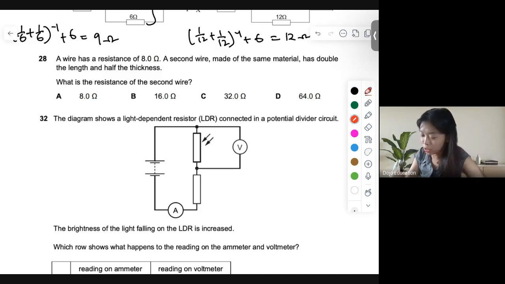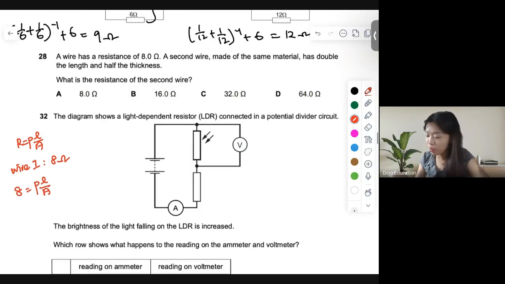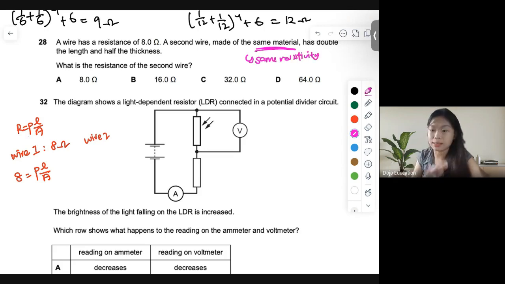Like what I said just now, the formula that we use is just this. R equals rho L over A. In this case, it says a wire has a resistance of 8 ohms. We call this wire 1, for example. Wire 1 has a resistance of 8 ohms. So it will look like that: 8 equals rho L over A. This is my wire 1. And then my wire 2 has the same material. Take note, when they say same material, it means same resistivity. It means my rho is the same.